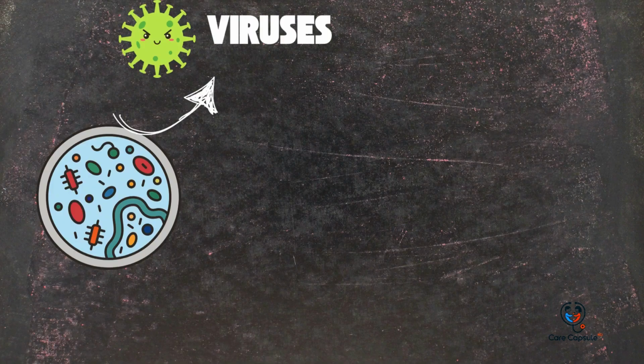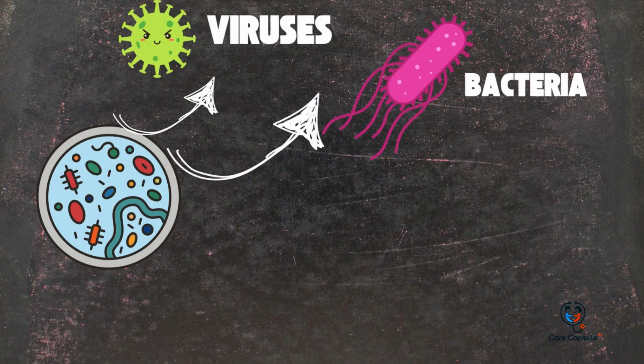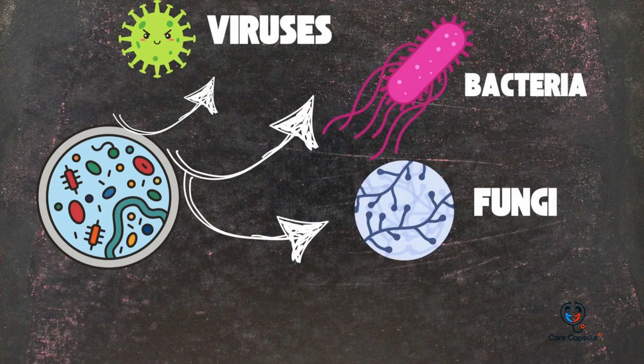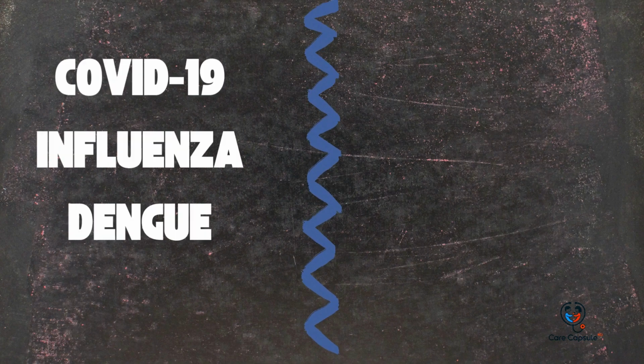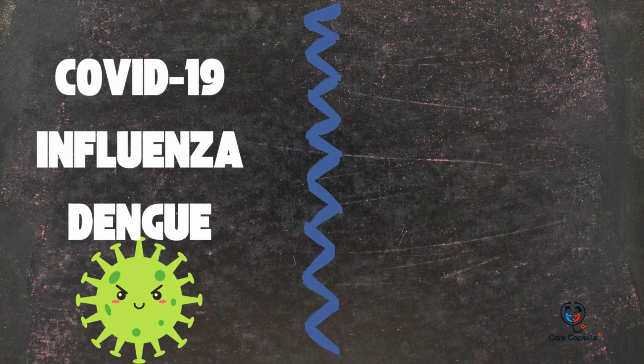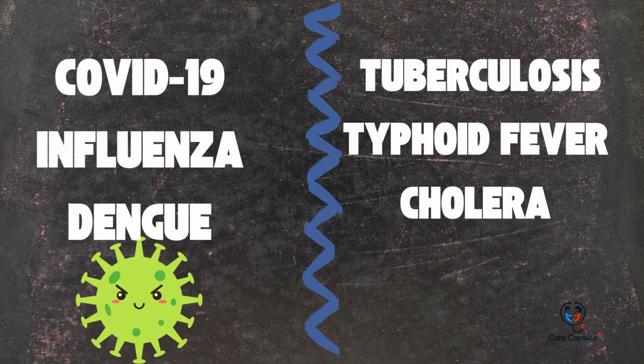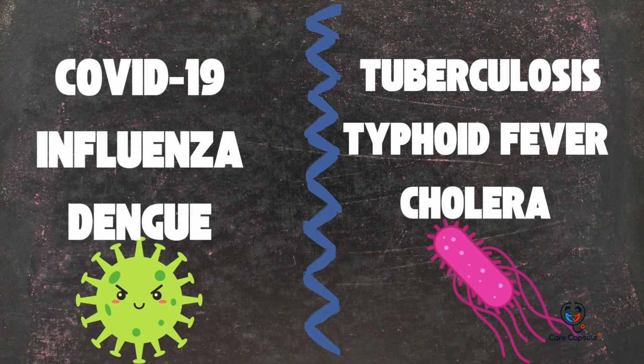These are the bugs mostly invisible to the naked eye. Broadly, these organisms can be divided into viruses, bacteria, fungi, and parasites. Many of these microorganisms are responsible for causing diseases in humans. For instance, COVID-19, influenza, dengue, etc. are caused by viruses. But infections like tuberculosis, typhoid fever, and cholera are caused by bacteria.